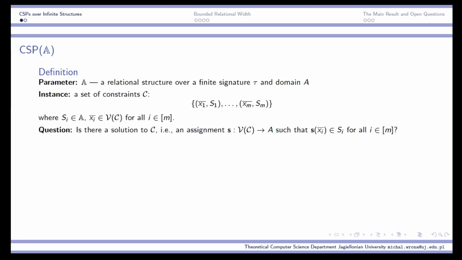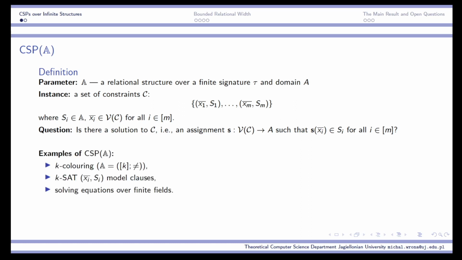So the constraint satisfaction problem for us is parameterized by a relational structure over a finite signature, but not necessarily finite domain. An instance is a set of constraints, each of which consists of variables and a relation. The length of the tuple of variables matches the arity of the relation. And we ask if there is a solution, which is an assignment to variables so that each tuple of variables lands in the corresponding relation.